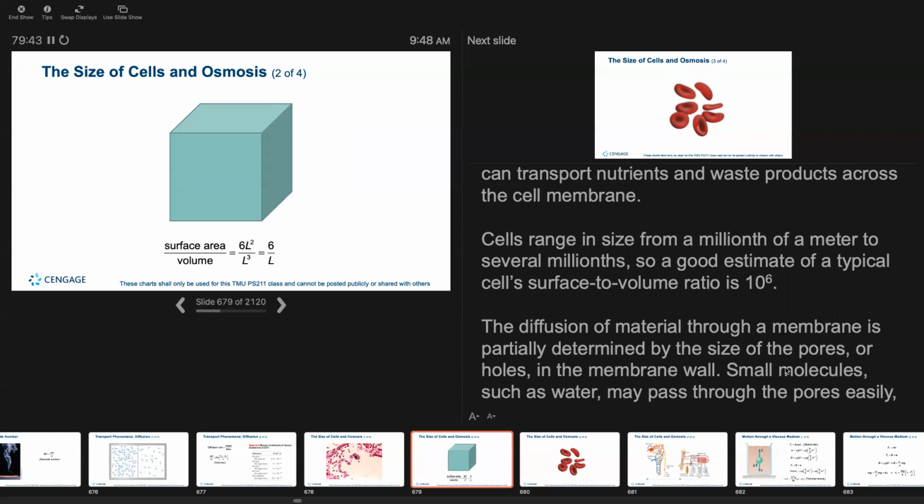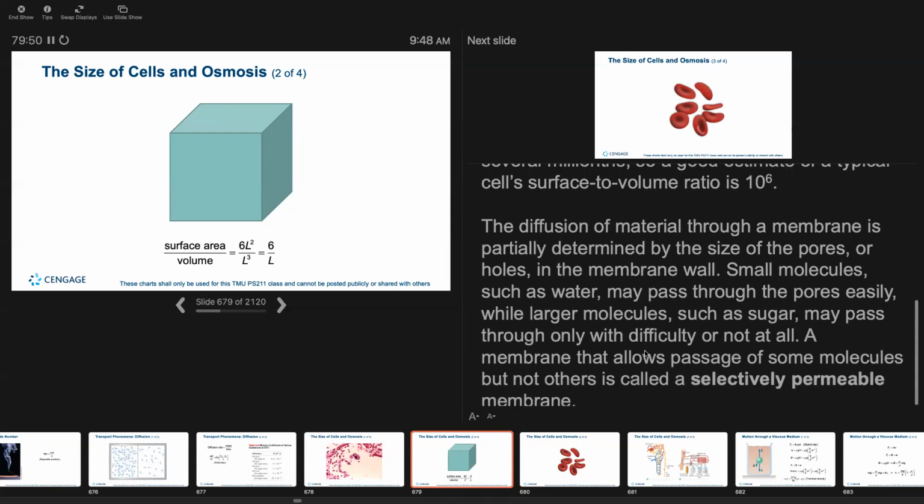Cells range in size from a millionth of a meter to several millimeters. So a good estimate of a typical cell's surface to volume ratio is 10 to the 6. The diffusion of a material through a membrane is partially determined by the size of the pores or holes in the membrane's wall. Small molecules such as water may pass through the pores easily, while larger molecules such as sugar may pass through only with difficulty or not at all. A membrane that allows passage of some molecules but not others is called a selectively permeable membrane.